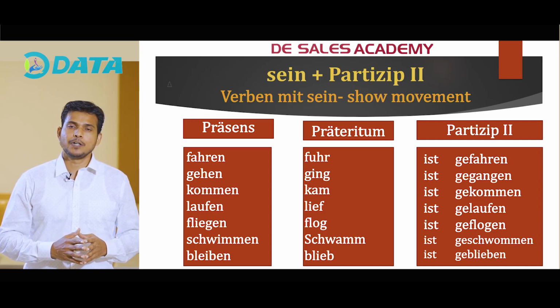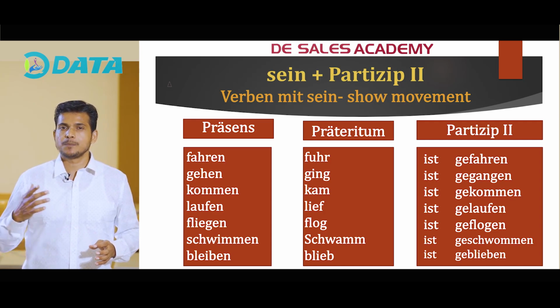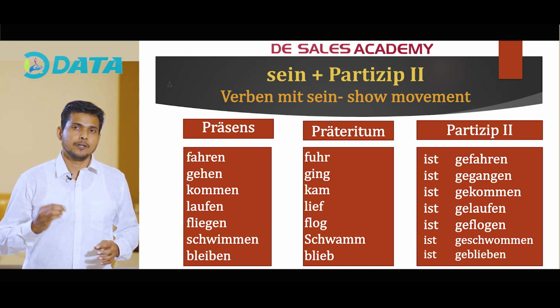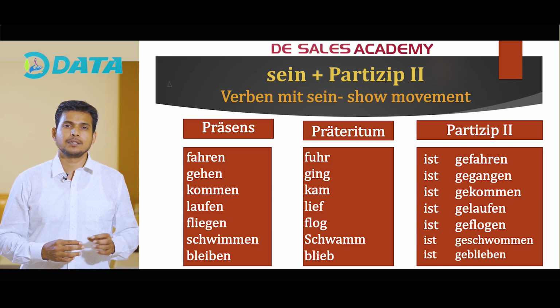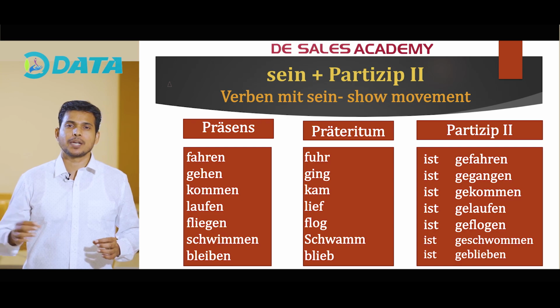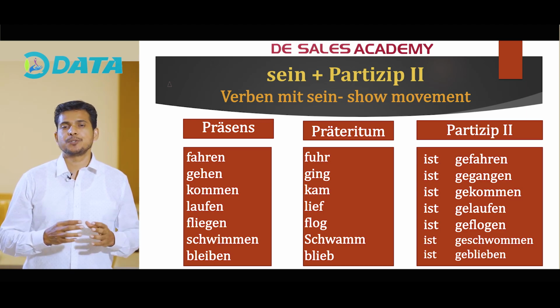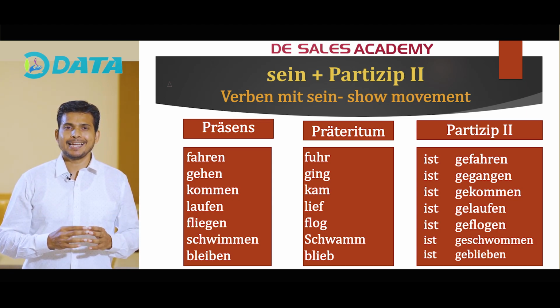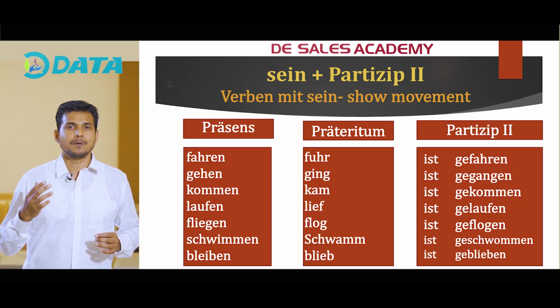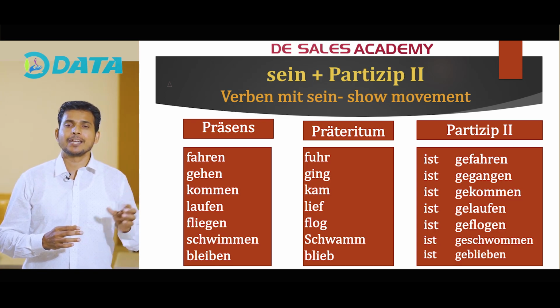Now let's see some of the verbs that are taking sein form or some of the verbs that are showing movement. Fahren, fuhr, ist gefahren. Gehen, ging, ist gegangen. Kommen, kam, ist gekommen. Laufen, lief, ist gelaufen. Fliegen, flog, ist geflogen, schwimmen, schwamm, ist geschwommen, and we have one exception to this rule, that is the verb bleiben. When we analyze the word bleiben, essentially it does not show any kind of movement, but bleiben is always used with the sein form.